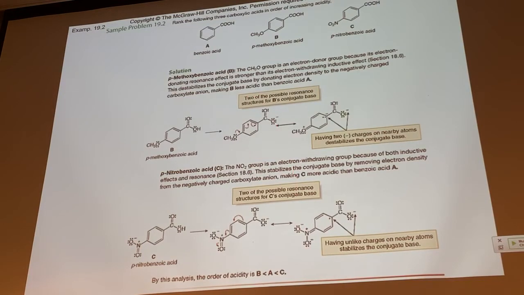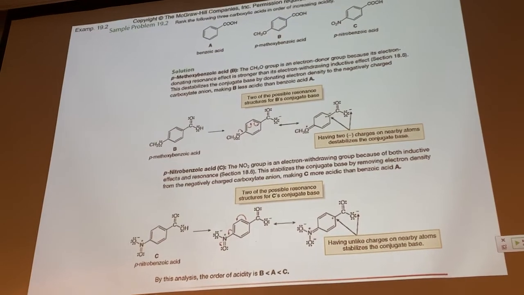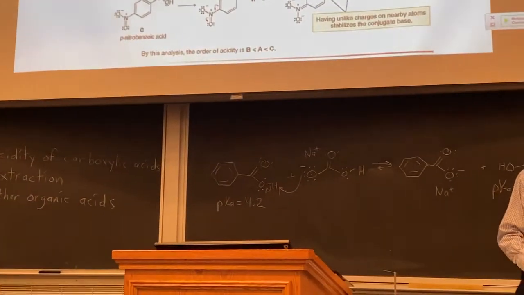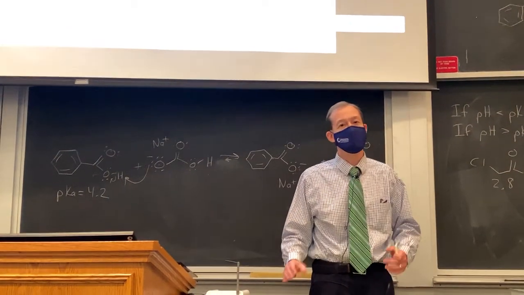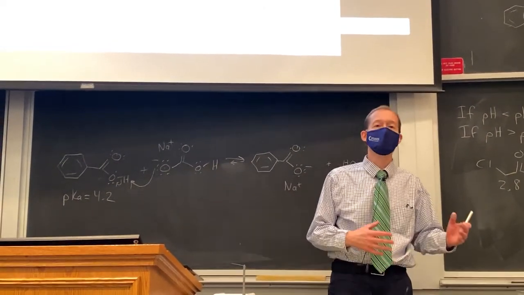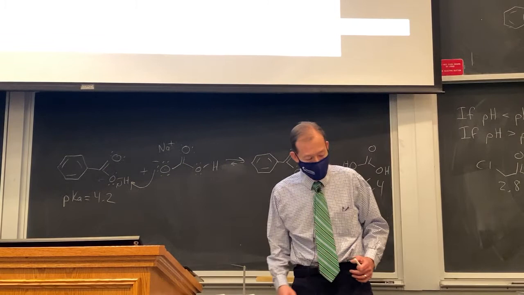These resonance structures are not delocalizing the negative charge, they're just either stabilizing or destabilizing it by moving charged atoms close to the negatively charged oxygen. Any questions about that? Okay, so you should be proficient now in comparing relative acidities of acetic acid derivatives or benzoic acid derivatives.